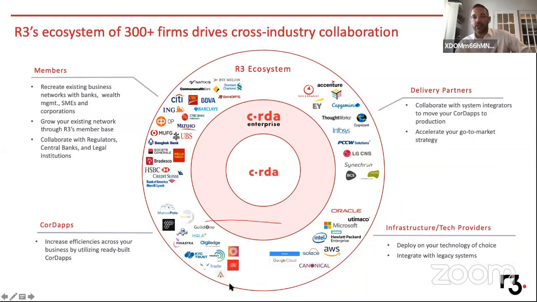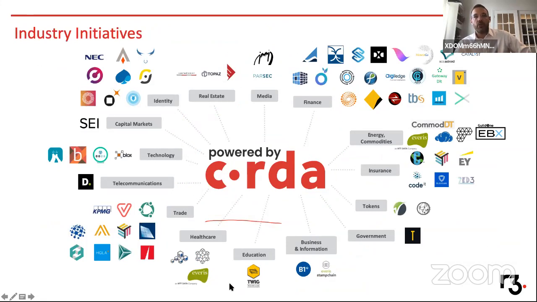And last but not least, I have two more minutes, so I'll show you some of the verticals that we're working on. There's a lot of focus on the financial sector, where we came out of, but you can see energy, insurance, tokens, government, business, education, healthcare, trade, telcos, technology, capital markets, identity, real estate, and media all fall within the wheelhouse of some of the projects that we're building on Corda.